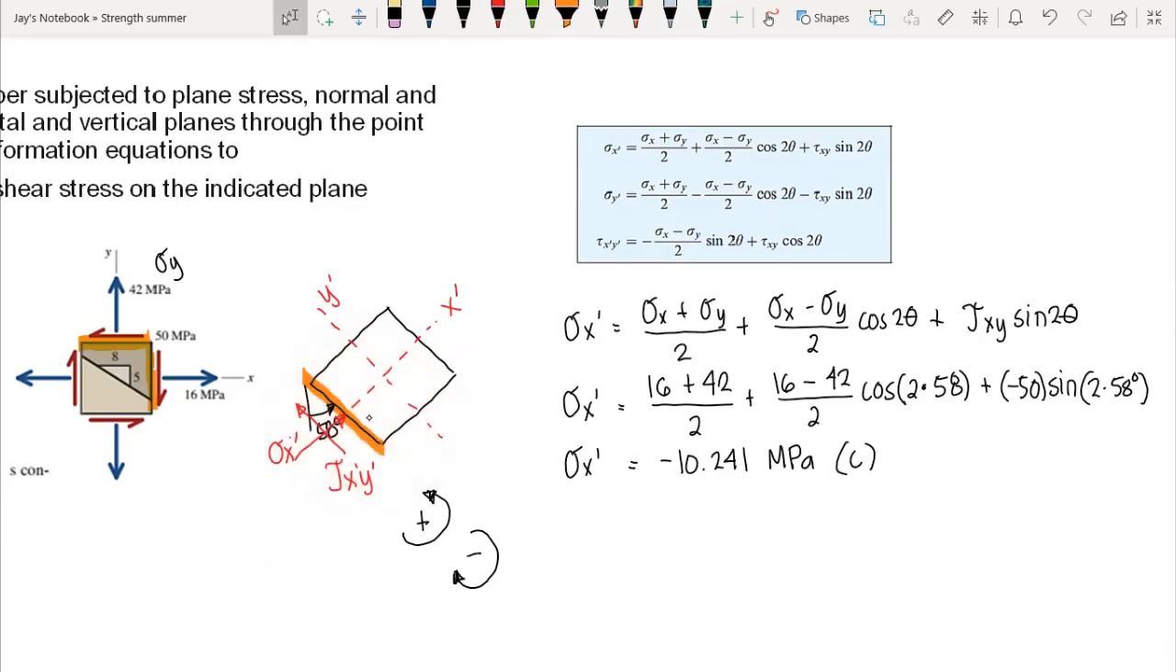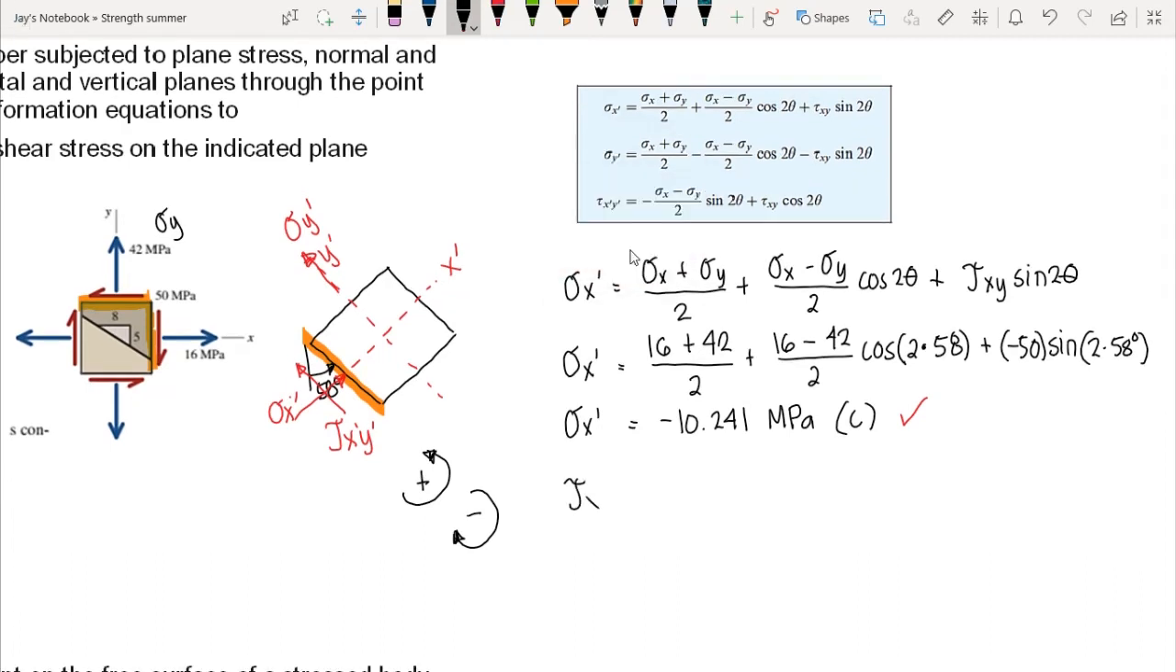Okay, now for sigma y prime, this is just the value of our stress here. Okay, let's say that is tension, that's sigma y prime. However, since we only have our stress at the inclined plane, which are our sigma x prime and shear stress x prime y prime, so we will not be computing for our sigma y prime. Okay, so we are only asked to compute for the stresses in the inclined plane. So we have this normal stress, so this is our normal stress. Now for our shear stress, we just have to use this formula here.